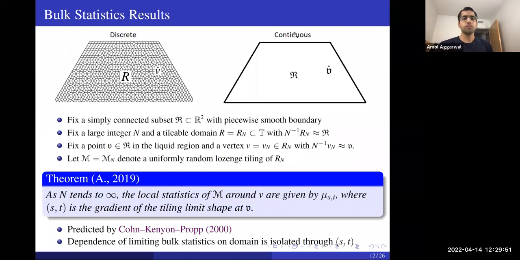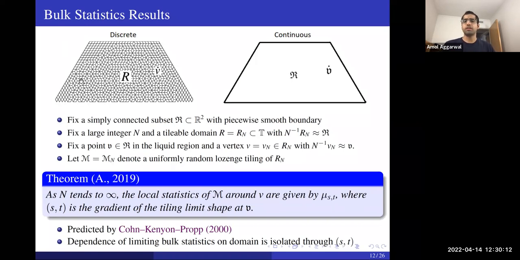Next, I'll fix some vertex v in my continuum domain, and then I'll scale it up to get some vertex, which I've called V in my discrete domain, and we'll let T_n, which depends on n again, be some uniformly random tiling of my discrete domain. And the question is, what do the local statistics look like around this vertex v?